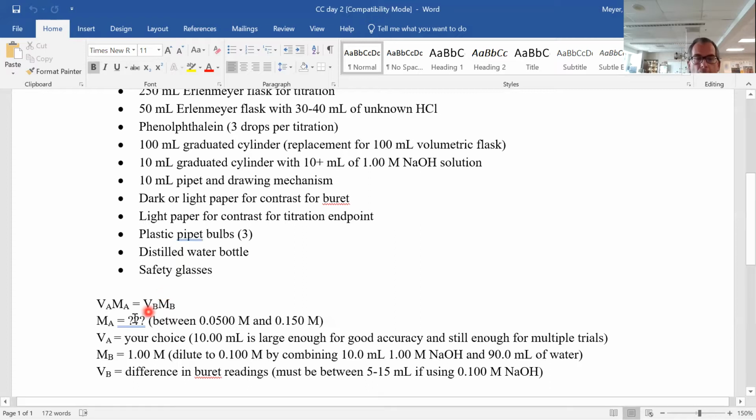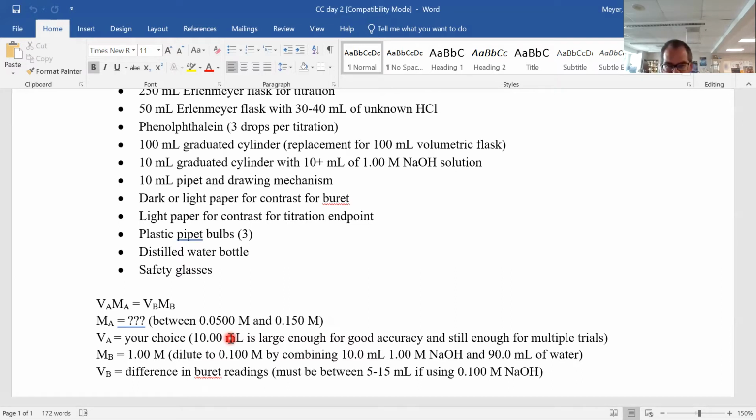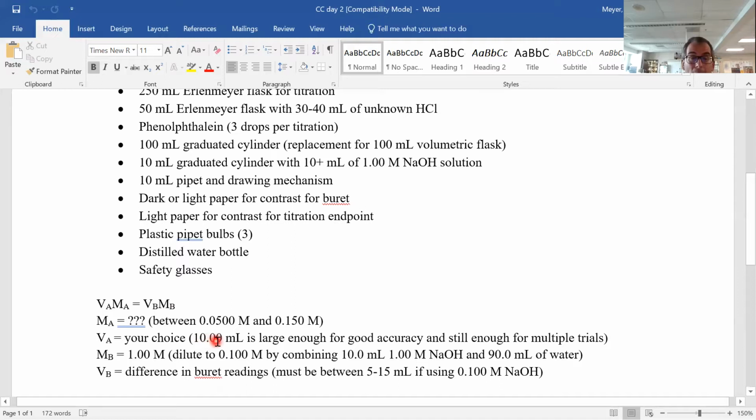We don't know the molarity of the acid, but we do know the range it's between. We have a choice for how much, but we want to use enough that we can get measurable amounts. We have a graduated cylinder, and we also have a pipette, which is 10 milliliters. 10 milliliters is a big enough amount that we can measure accurately. Since we have 30 or 40 milliliters, it'll still give us enough for at least 3 trials. I really like that, and plus 10 is an easy number to work with.